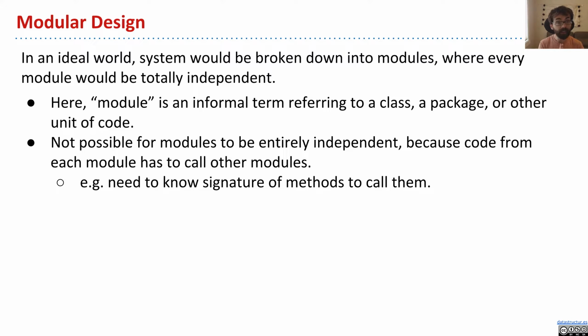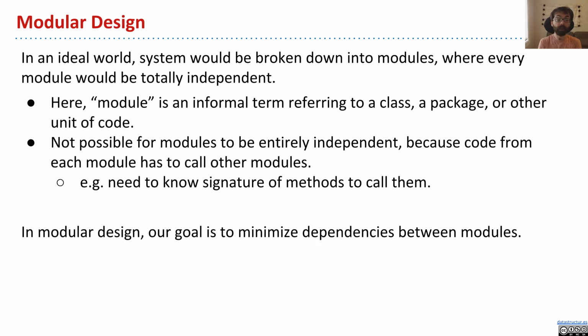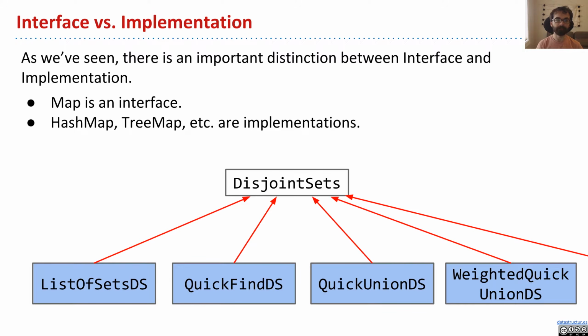Now again, it's not possible for these modules to be totally independent because they need to be able to talk to each other. So at the very least, you need to know the signature of the methods that you could potentially call. So in modular design, the goal then is, we can't achieve the dream of total independence, so let's minimize the dependencies between modules, and in that way, we'll hopefully get a simpler system.